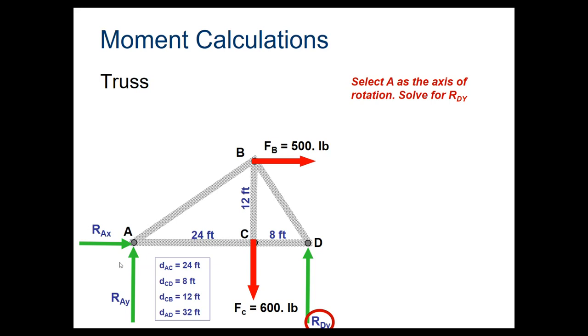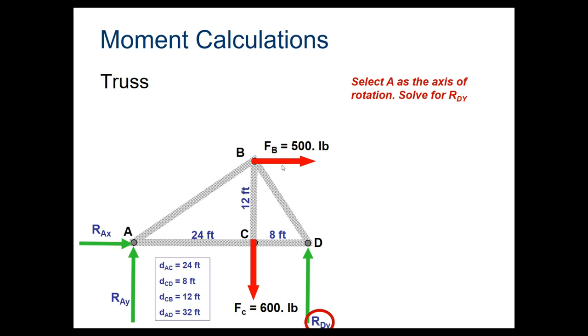So RAX and RAY are not going to cause a moment around point A if we use point A as our pivot point. So that's what we're going to choose. What we want to use that for then is to try to figure out what RDY is. So we have one unknown once we use A as our pivot point, because those two, again, won't cause a moment. So we're going to try to solve for RDY using our moment calculations.